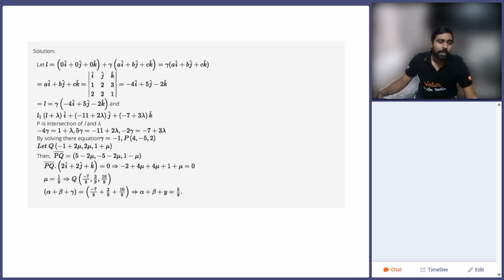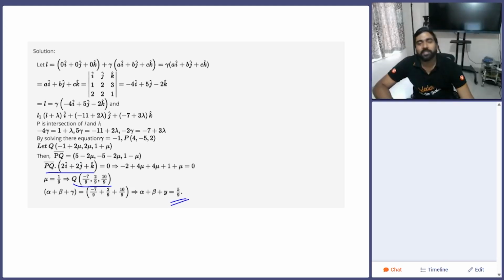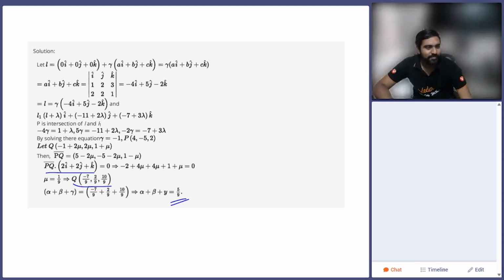Okay. So yes, we get the point P over here. PQ's direction ratio, as I told you, 5 minus 2 mu, minus 5 minus 2 mu, 1 minus mu. Take the dot product of PQ and the direction ratio 2, 2, 1. That will give you the value of mu as 1 by 9. Therefore, Q's coordinates are minus 7 by 9, 2 by 9, 10 by 9. Adding all of them gives you 5 by 9 as the answer for this question. Okay? Very simple, basic question.